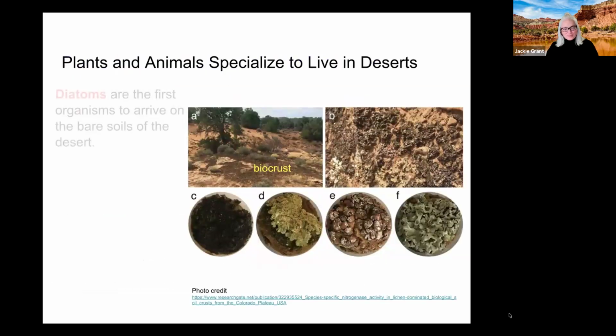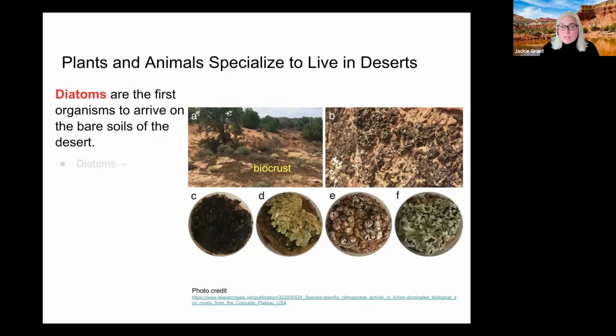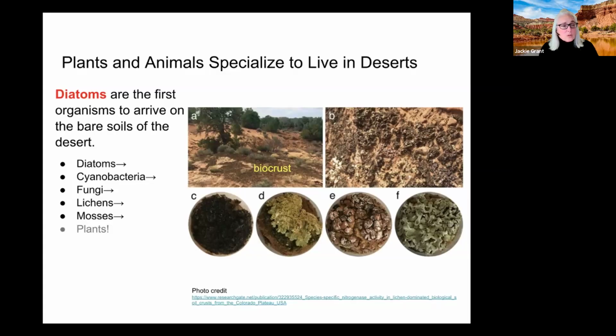So next slide, please. All right, now we get to talk about plants and animals and how they might specialize to live in deserts. The very first organisms to arrive in a desert are diatoms. Diatoms are single-celled organisms and they can settle down on that bare soil. So remember, the wind blows through and it blows away all the organic matter and all the topsoil, and there's not much left for a plant to grow on, and there's not much left for a seed to take hold in. So these diatoms arrive first and they're single celled.